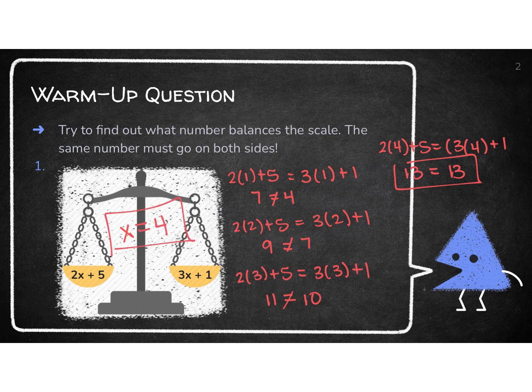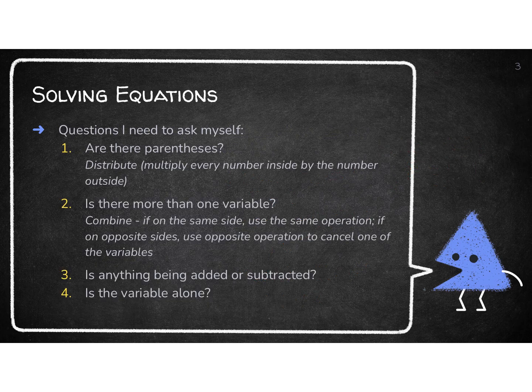Okay, so that was a lot of work that we went through to try to figure that out. Let's look at some easier steps we can take in solving equations. There are some questions you're going to ask yourself when solving equations. First thing you're going to ask yourself, are there parentheses? If there are parentheses, you need to distribute everything through before we can do anything else. So distribute means to multiply the outside number with all of the numbers on the inside.